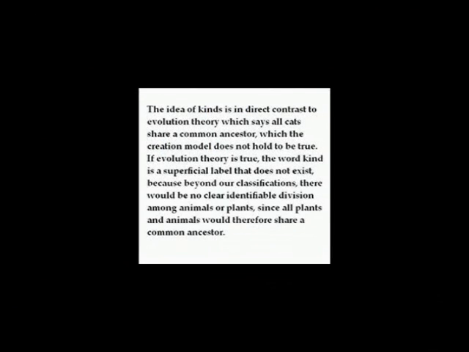The idea of kinds is in direct contrast to evolution theory, which says all cats share a common ancestor, which the creation model does not hold to be true. If evolution theory is true, the word kind is a superficial label that does not exist, because beyond our classifications, there would be no clear identifiable division among animals or plants, since all plants and animals would therefore share a common ancestor. The word kind can only be applied in the context of the creation model, but cannot be dismissed as impossible due to the evolutionary bias, simply because evolution has not been properly validated, nor can it be held to be true until it can correctly be shown to be impossible to falsify.